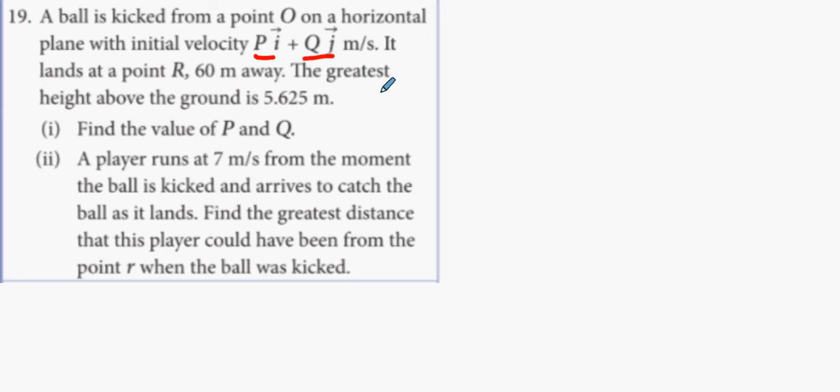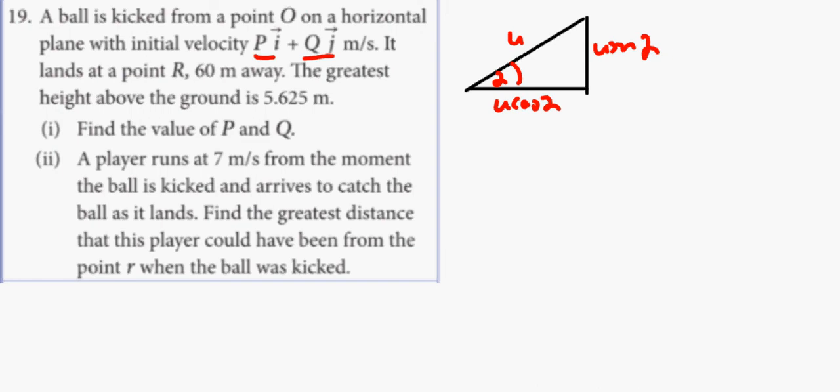P and Q, no bother. But to me, I've been using u cos and sin alpha a lot recently. It worked out quite well. So, go alpha. I'm going to call that u. I'm going to call this u cos alpha, and this u sin alpha. So essentially, whatever answer I get for u cos alpha is P, whatever answer I get for u sin alpha is Q. Alright, that's the first thing you're going to settle on.